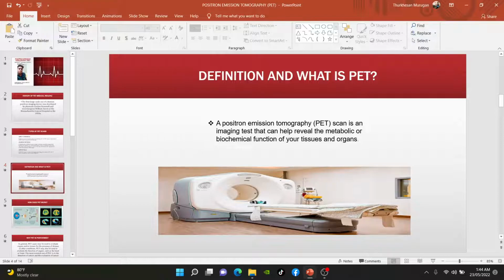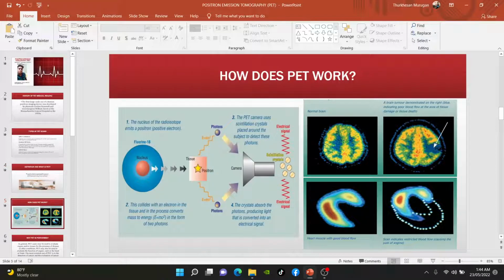Next is the definition: what is PET? So basically, positron emission tomography is a type of nuclear medicine procedure that measures metabolic activity of the cells of body tissues. So PET is actually a combination of nuclear medicine and biochemical analysis, used mostly in patients with brain or heart conditions and cancer. PET also helps to visualize the biochemical changes taking place in the body, such as the metabolism of the heart muscle. Next, I'll explain how a PET works.